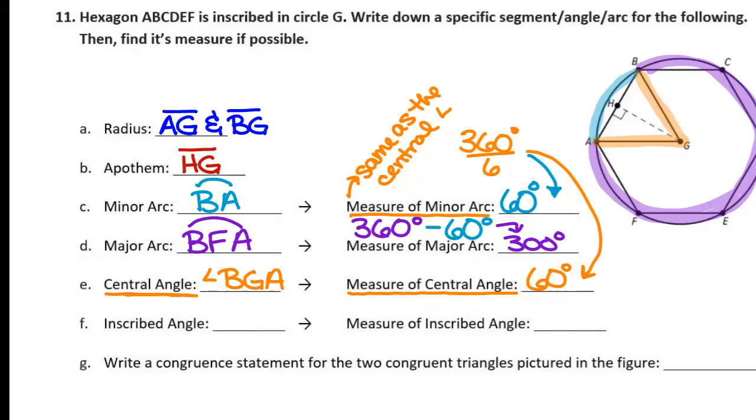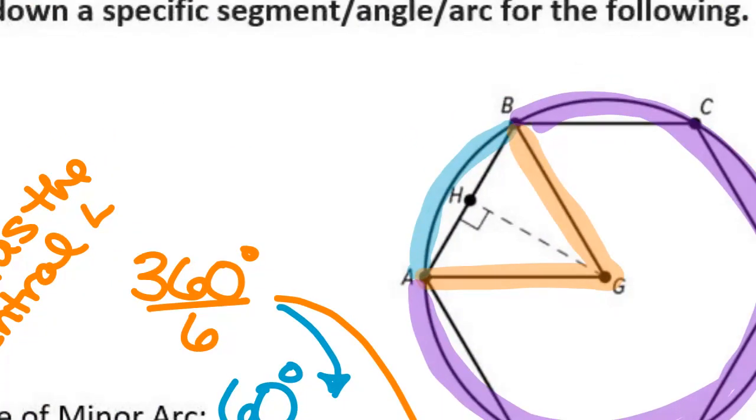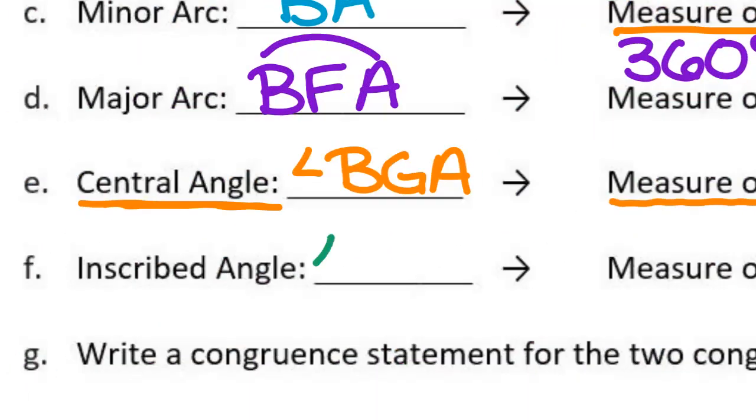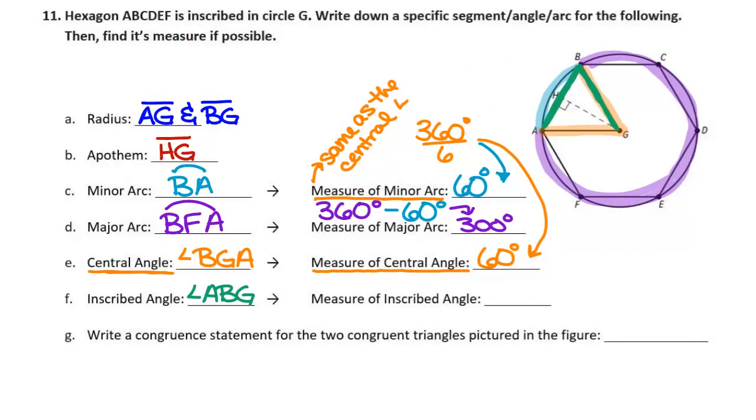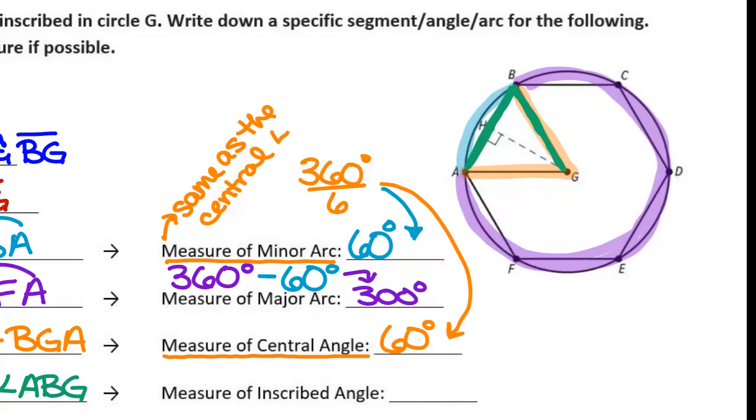All right, 2 more parts. We need the inscribed angle and then a congruent statement. An inscribed angle has its vertex on the circle. So this angle right here would be one example. Angle ABG. I could have done BAG. That would also be an inscribed angle. We want to find the measure of that inscribed angle.